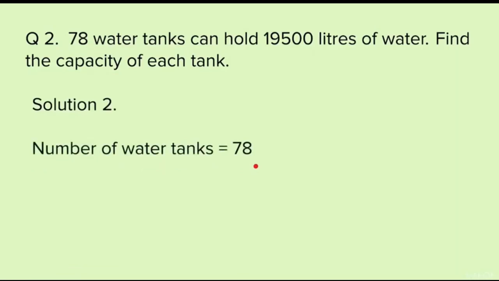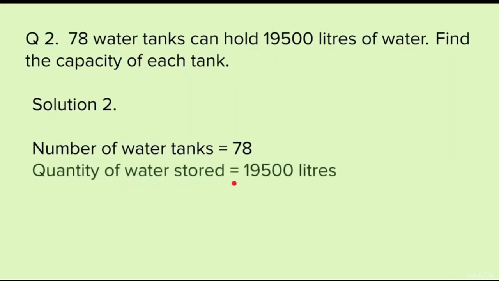Now first of all, we'll see what is given in the first sentence. Number of water tanks, that is 78. And how much amount it can hold is 19500 liters of water. So let us see quantity of water stored.